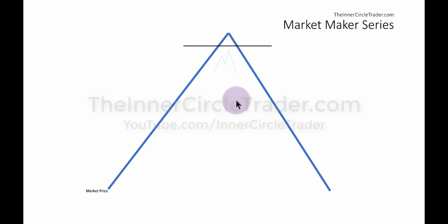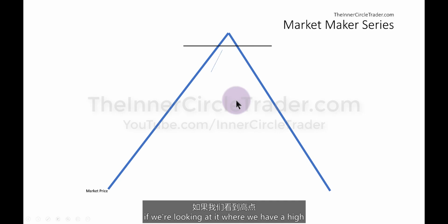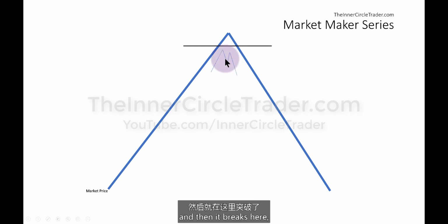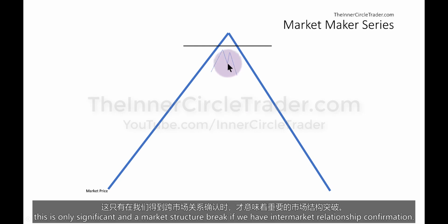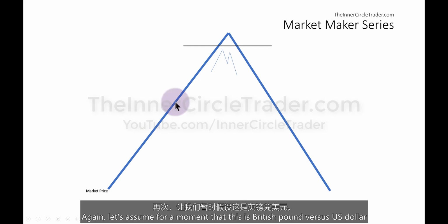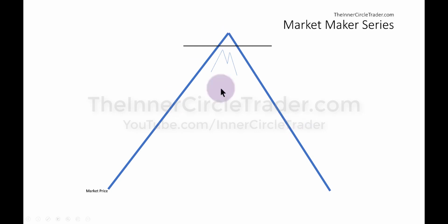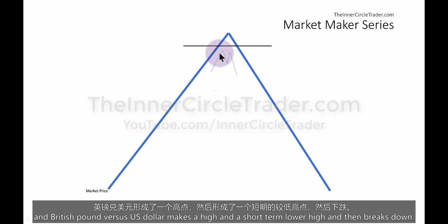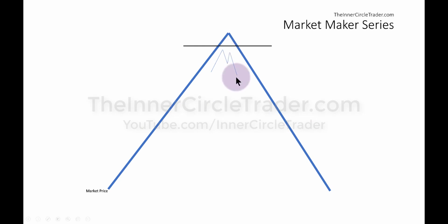But conversely, if we're looking at it where we have a high and a failed higher high, and then it breaks here, this is only significant in a market structure break if we have intermarket relationship confirmation. Again, let's assume for a moment that this is British pound versus US dollar. And British pound versus US dollar makes a high and a short-term lower high and then breaks down.